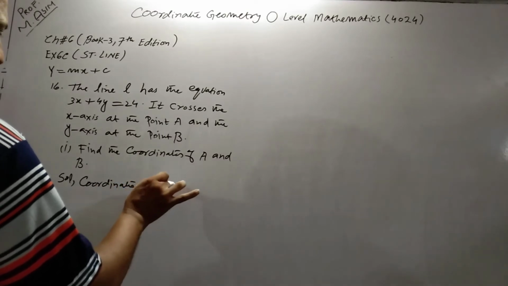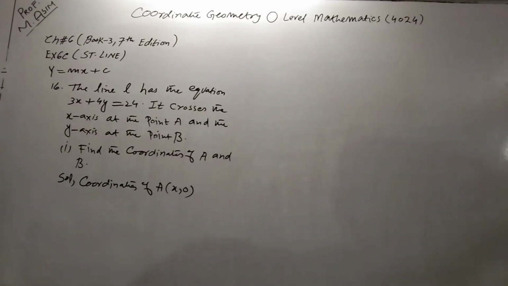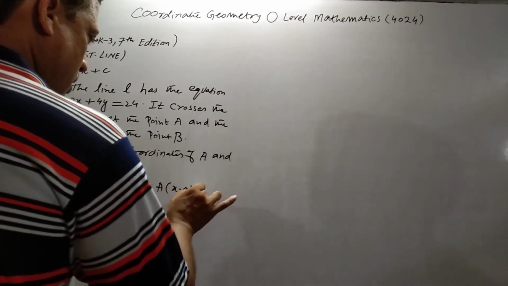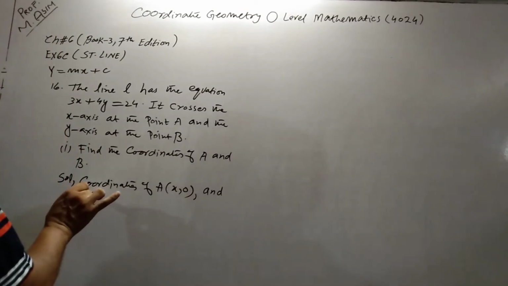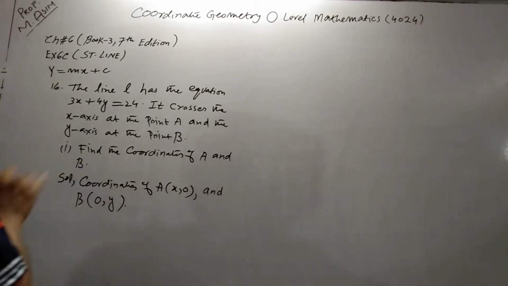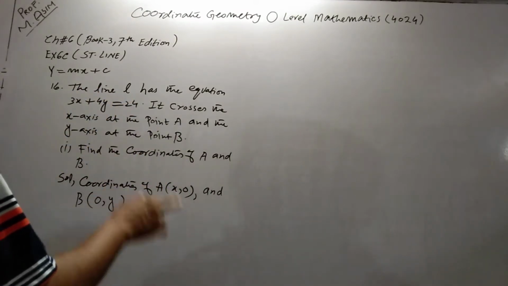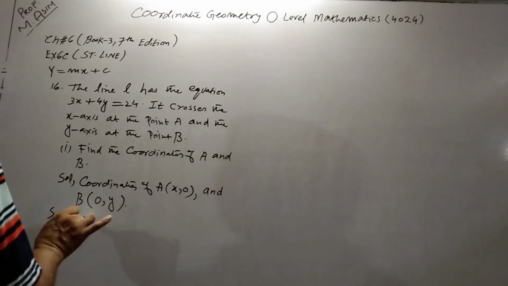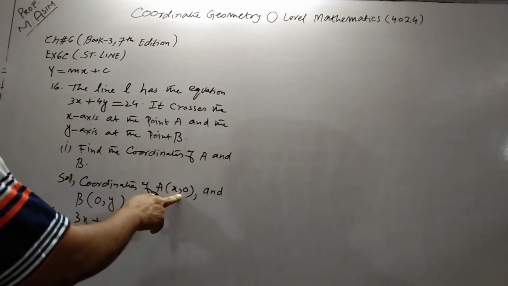Coordinates of A are x, 0 because when the line crosses the x-axis, the value of y is 0. And B are 0, y because the value of x is 0 on y-axis. Therefore, for coordinate of A, we put 3x plus 4 into y. For coordinate of A, the value of y is 0.